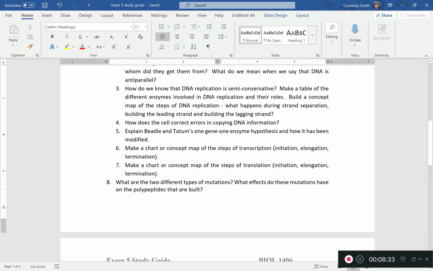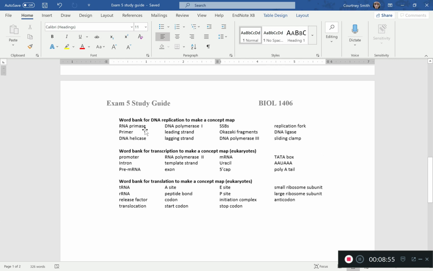Number 3 is, how do we know DNA replication is semi-conservative? Make a table of all the enzymes involved in DNA replication as well as their role, and build a concept map of the steps. Meaning just know the steps, what happens during each part of DNA replication essentially. The words that are going to be very important to number 3 can be found at the bottom, right here, the word bank for DNA replication. If you know all these words and all these concepts and can apply them to questions, then you should be good to go in accordance to DNA replication.